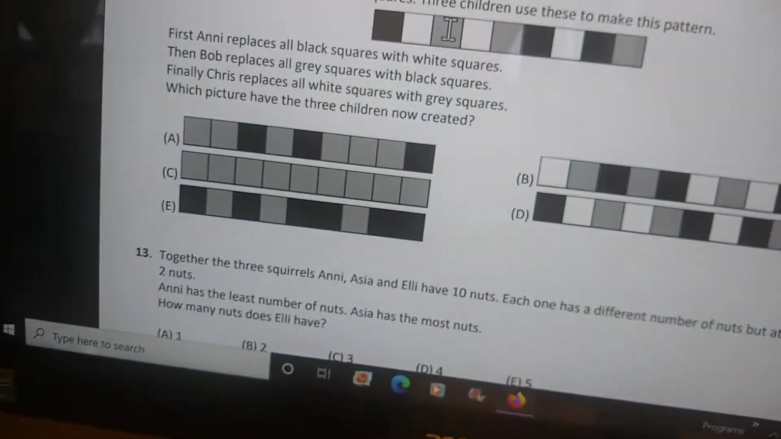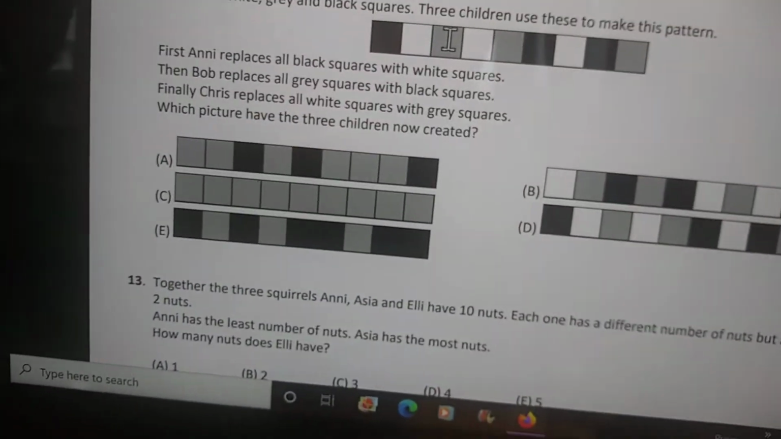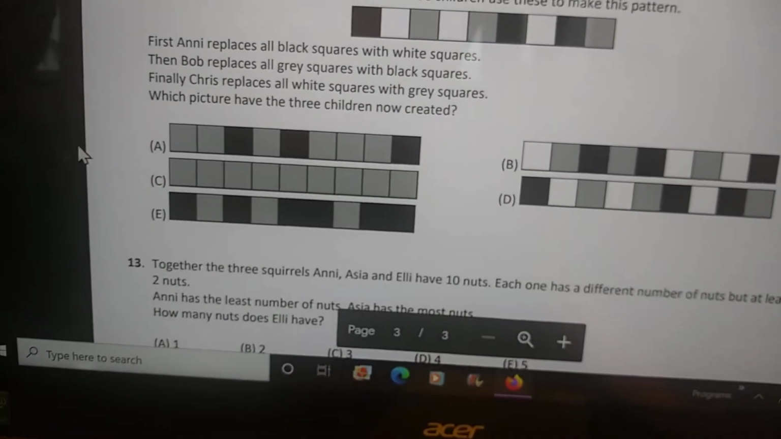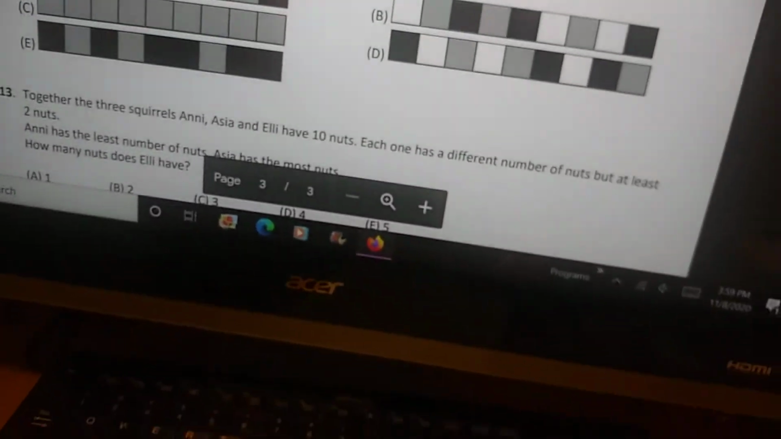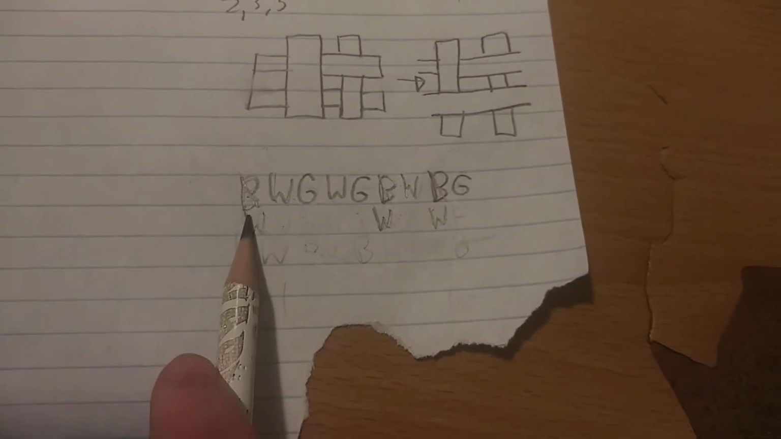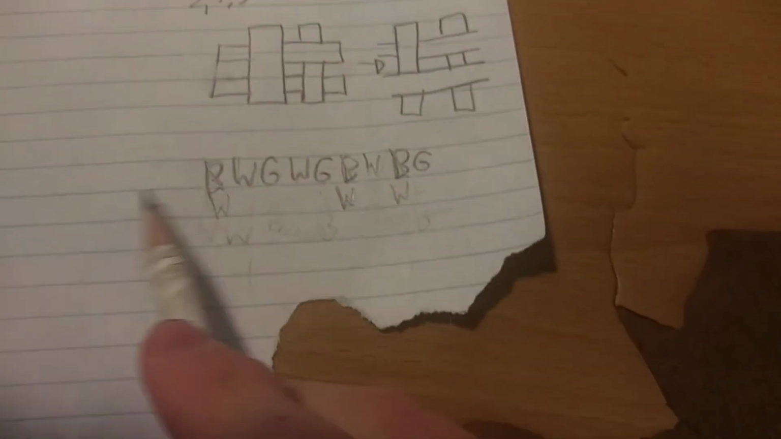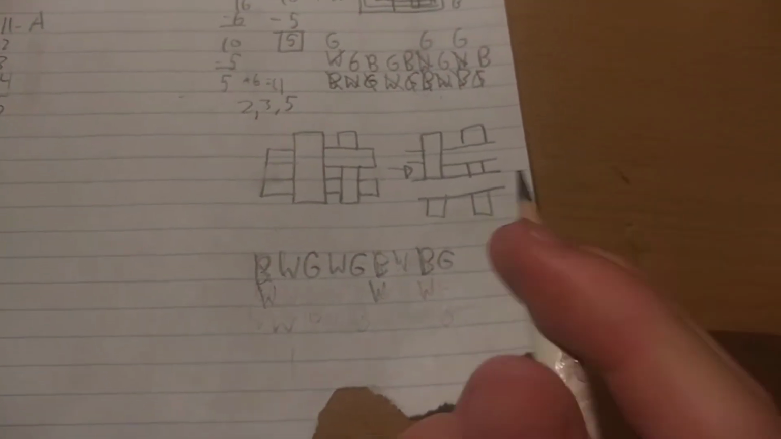So now what we're going to do is follow each step and rewrite the entire thing. So, first step, Annie replaces all black squares with white squares. So any black squares, which is B, you are going to replace with a W. So, kind of like this. Sorry, my hand is blocking the way. Okay, so now you can see I replaced all the black squares with W, with white, just as Annie did in the problem. So now the rest of the things are going to stay the same. So we're just going to rewrite all of them down here.